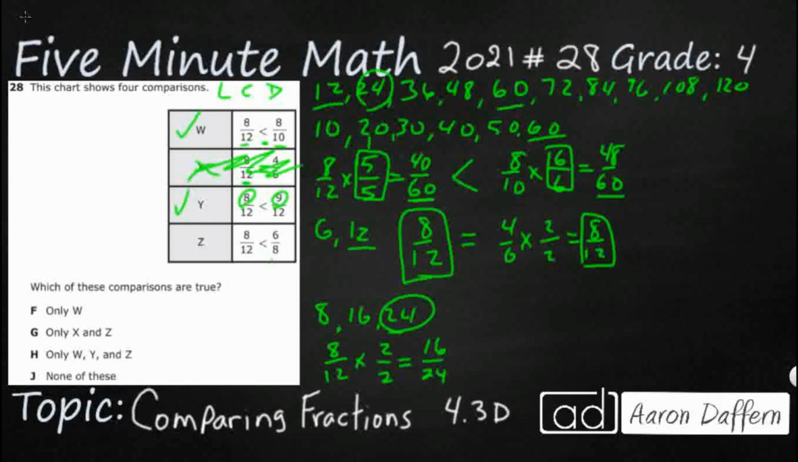Now let's check our 6/8 times something equals 24ths. And that's going to be 3, so 3/3. 6 times 3 is 18. So I'm comparing my 16/24 and my 18/24, and I see that it's less than. 16/24 is just barely less than my 18/24, which is what I have here. I've got a less than symbol, so we've got that right there. So my answer is going to be W, Y, and Z.